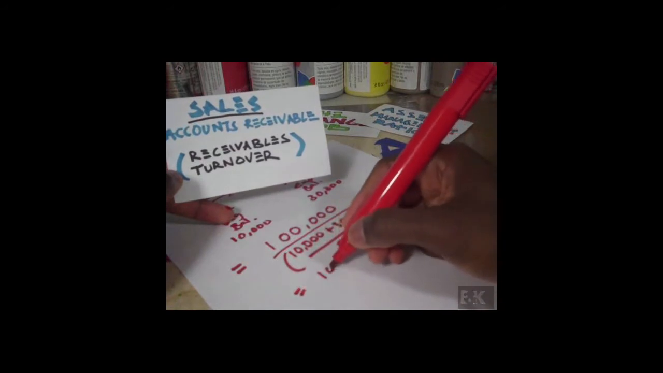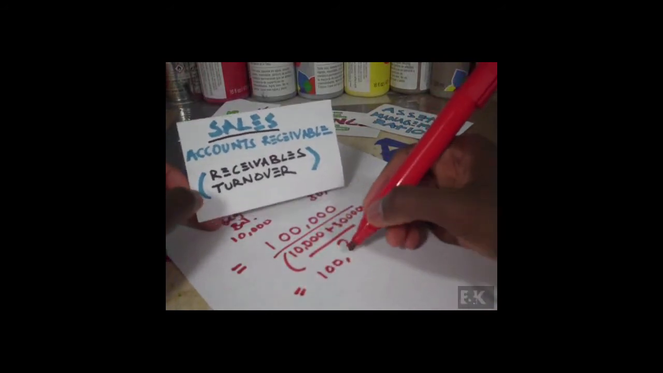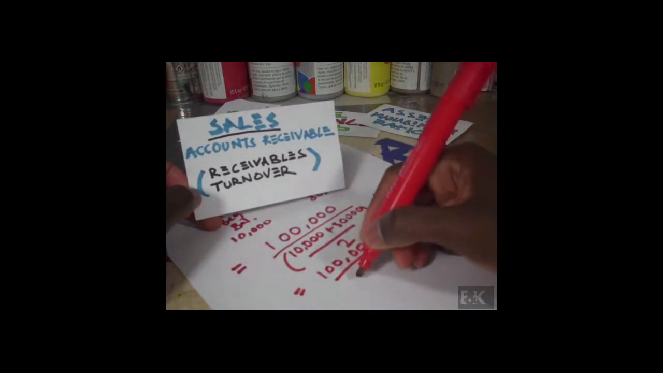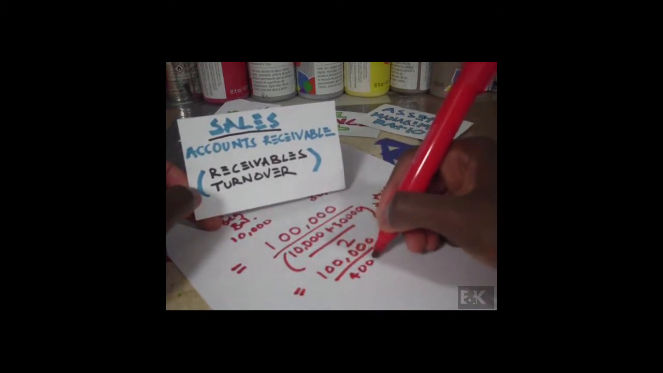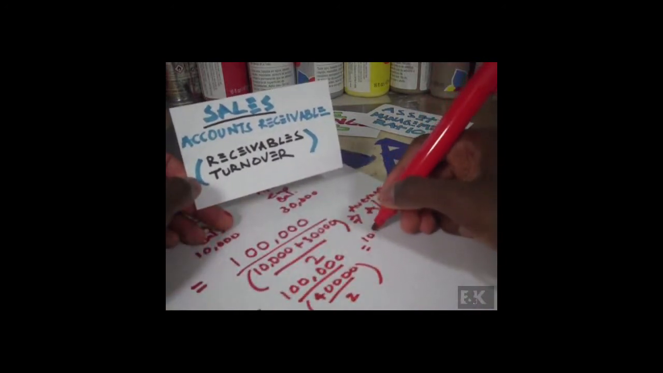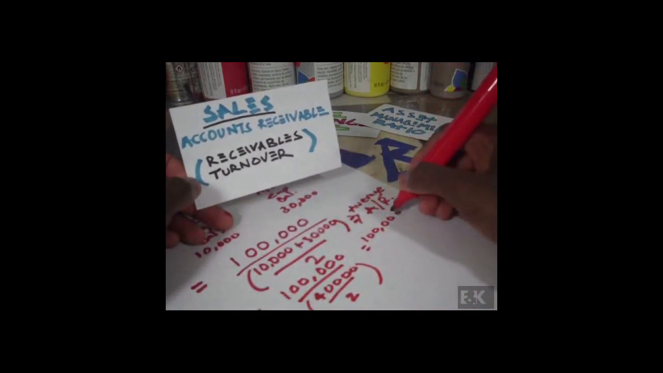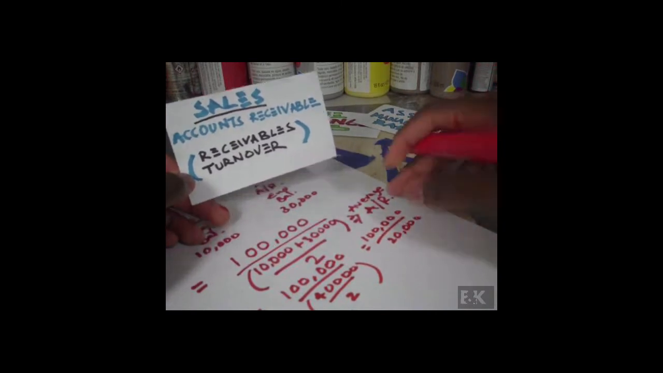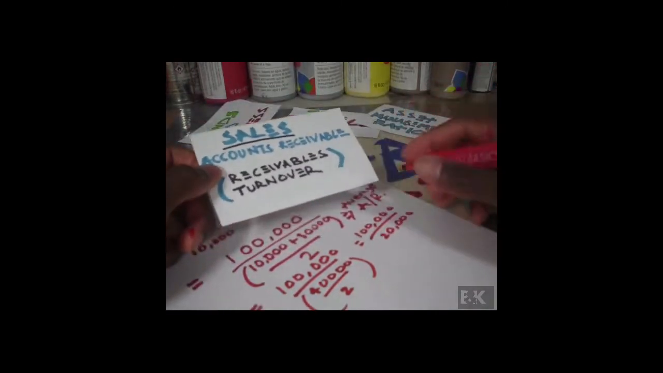Okay, and this is going to be 100,000 divided by... I'm going to write it out. So it's going to be 40,000 divided by 2. That's really just 20,000. So it's 100,000 divided by 20,000. And we have a receivables turnover here of 5.